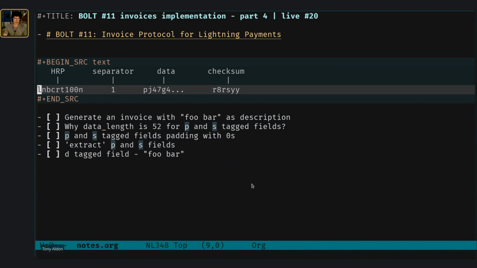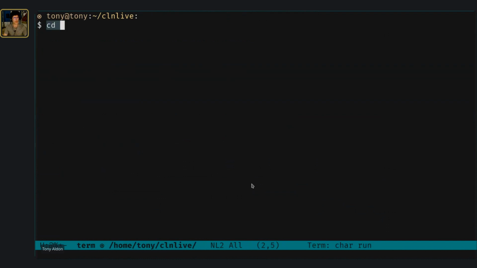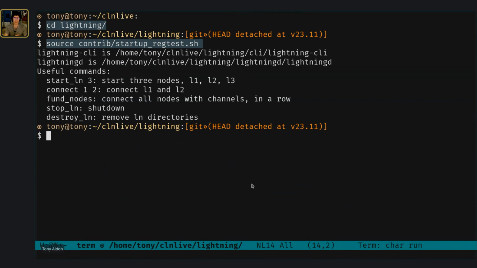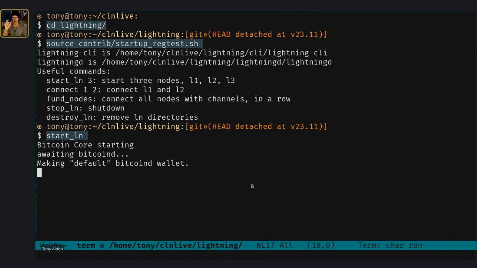So first, let's jump into a terminal. We go into the Lightning repository that is cloned here. We are at version 23.11. As usual, we go to contrib, startup, the script that we use every other week to start Lightning. So we run start ln, and we start the two nodes running on regtest, and we just want to generate one invoice.